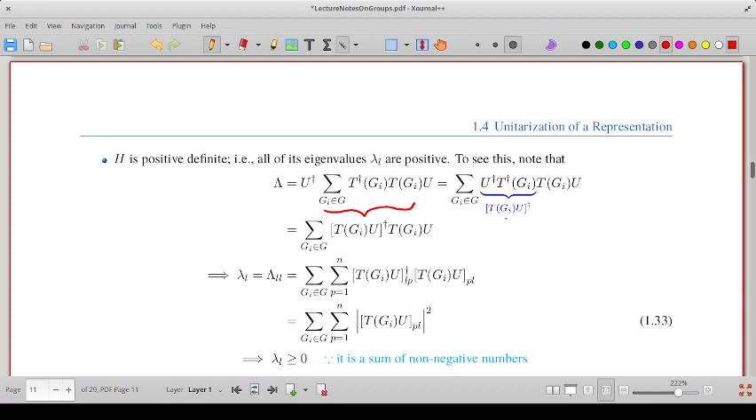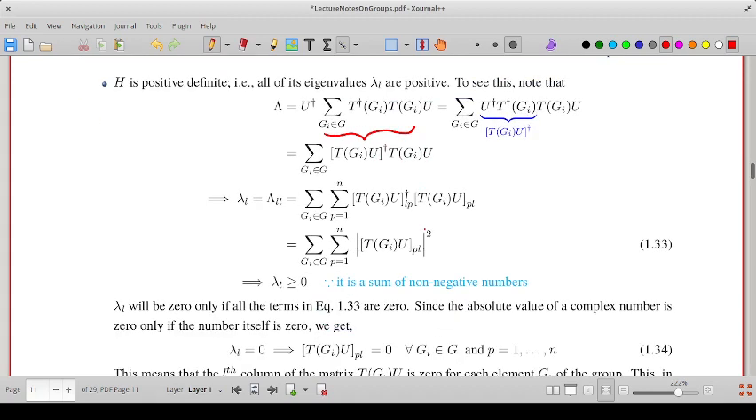But then this is simply equal to the adjoint of T GI times U, because this is equal to U dagger times T GI dagger. So lambda equals sum over GI of T GI times U dagger, then T GI times U. So let us consider the diagonal element. Lambda is a diagonal matrix, and the lth eigenvalue is given by the diagonal entry lambda ll. So lambda l, the eigenvalue, is simply lambda ll.